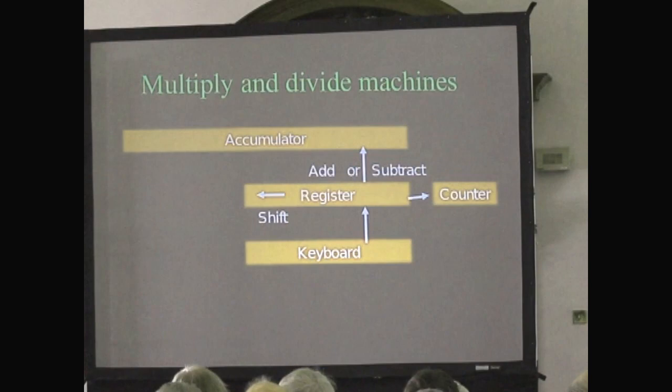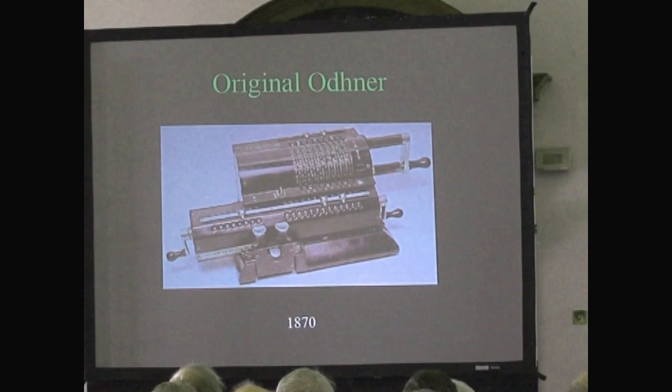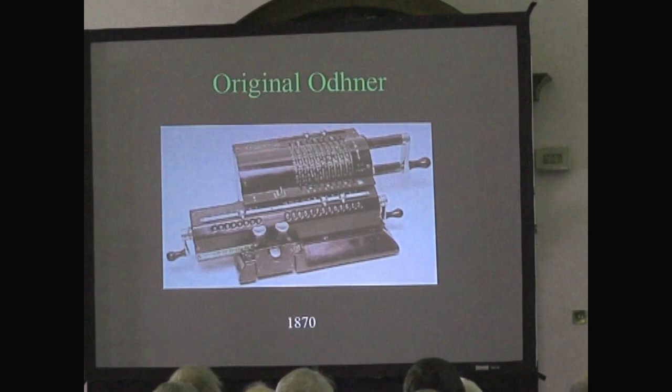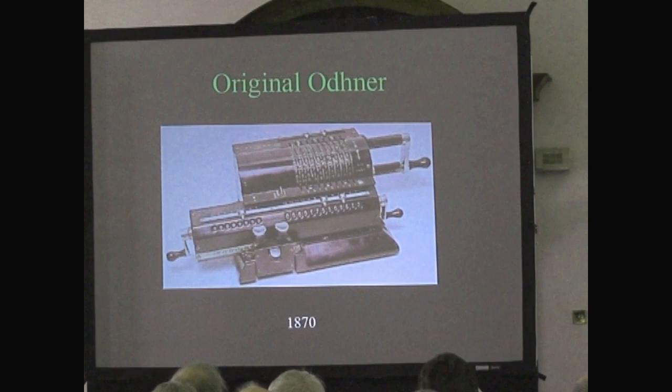I don't know who originally invented this thing, but Odhner was a very early manufacturer of these things. This is the register here, the accumulator here. This is the input register. You just simply move these little sliders around. Pins stick out in a big wheel behind them, which counts onto the register, the accumulator rather. And here's the counter, which counts how many times you've done it. These are just clearing handles. And this is the handle which does the adding or the subtracting. Again, we've got one of these, but it was much too heavy to bring.